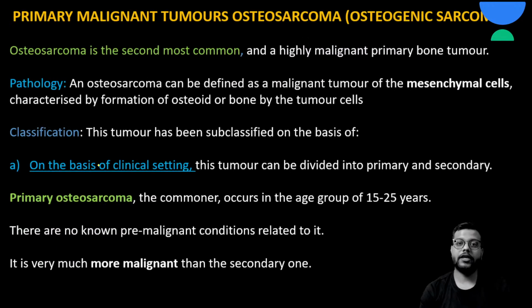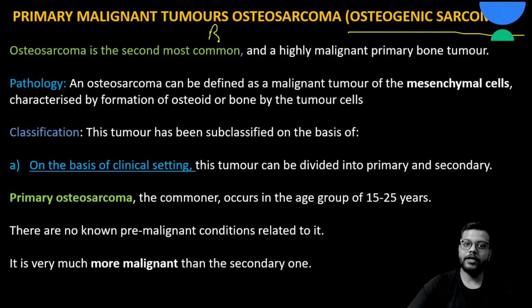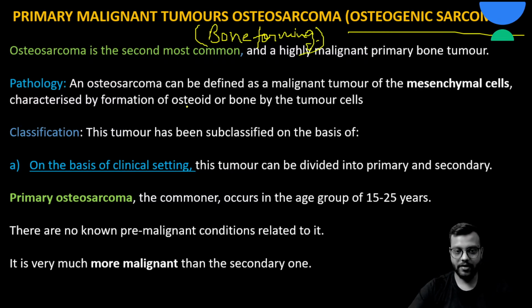Okay, next we are coming to the malignant tumors, and the most common primary malignant tumor of bone is multiple myeloma, and second is the osteosarcoma. It is bone forming, also called osteogenic sarcoma. It is of two types, primary and secondary. Primary, if there is no other pathology present in the bone, then it is primary.